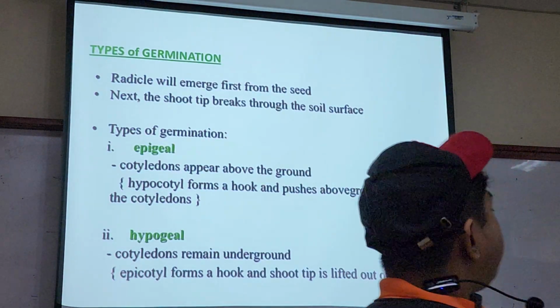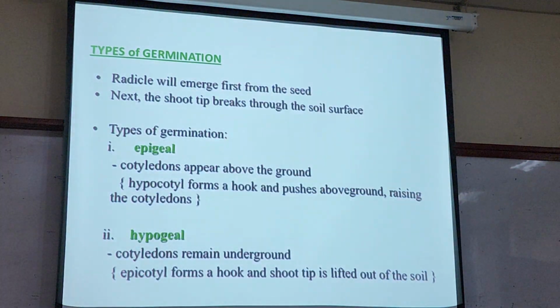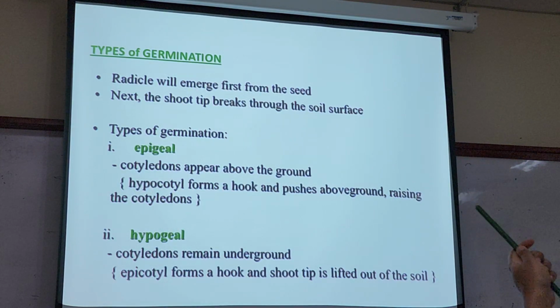Types of germination. You got two: epigeal and hypogeal. Epi means above. Geal is actually from the word geo. You know geography? Geography is the study of what? Land. Earth, the earth itself. So when it says epigeal, above earth. Who is above earth? Cotyledon.